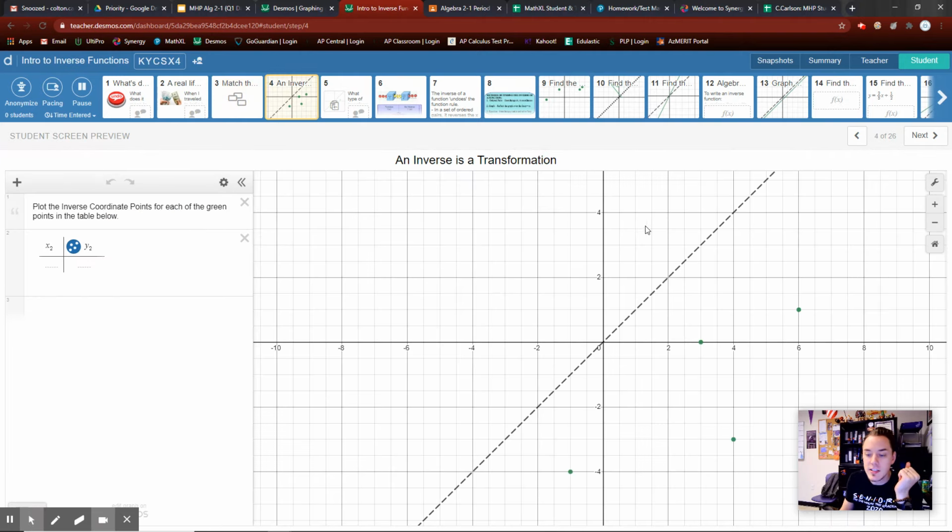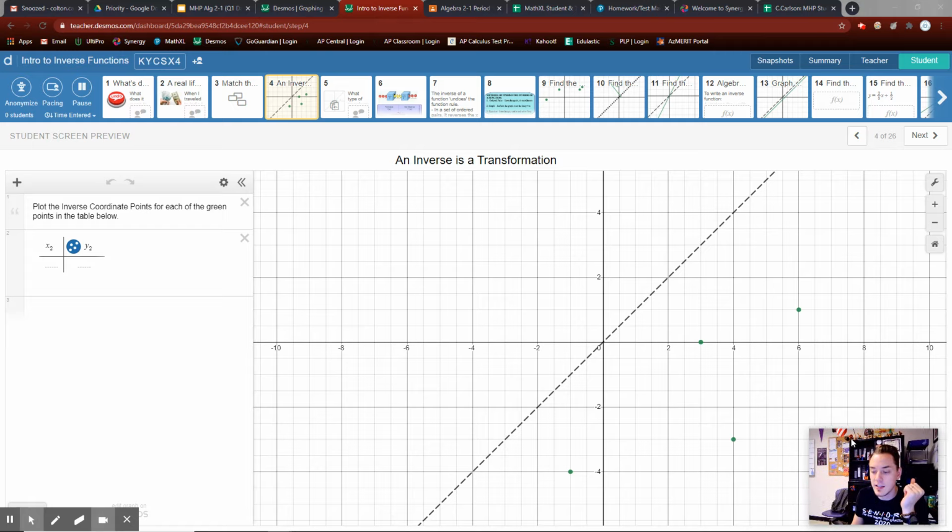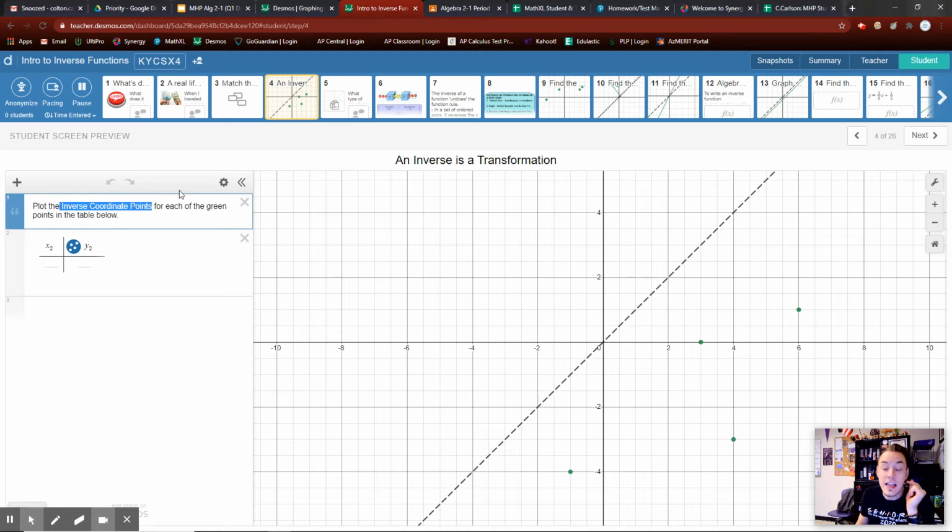And let's see what it's asking here. What it's asking is this, guys. Look at what it's asking here. It's saying plot the inverse coordinate points for each of the green points below. So this is a point. All you have to do is click on it. Okay. So let's go over here. And this first one is 3, 0. So if on the last slide it was 2, 3 and the inverse was 3, 2, what is this? If I have 3, 0, the inverse point would be 0 and then 3.